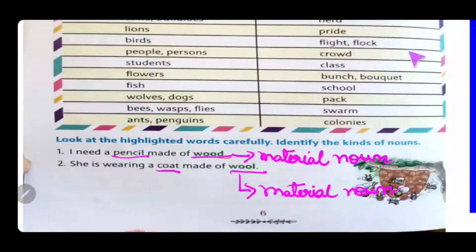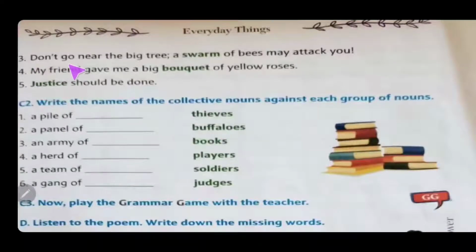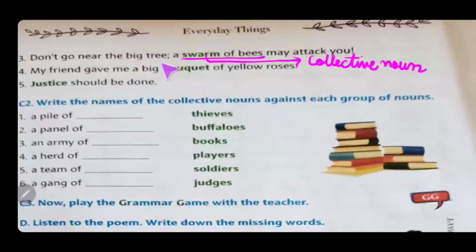Now, don't go near the big tree. A swarm of bees may attack you. A group of bees is called a swarm. So swarm is a collective noun.